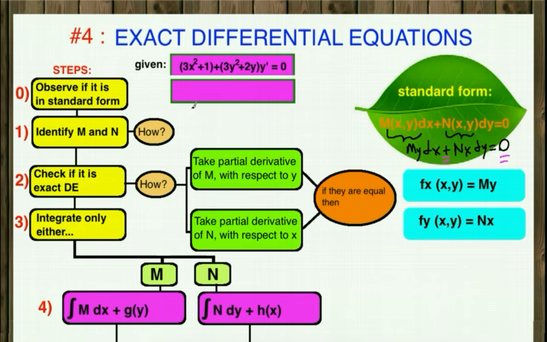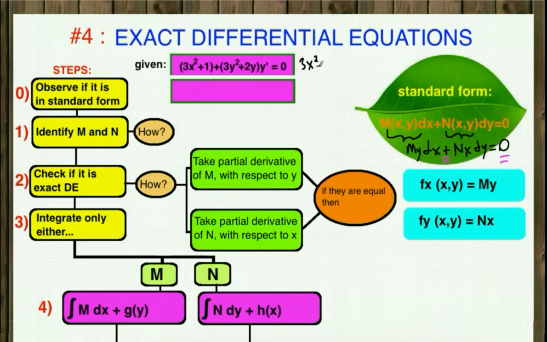Given (3x² + 1) + (3y² + 2y) y' = 0. Steps. Let's observe if it is in standard form. We see that this is not in standard form because this does not look like that. So let's put this in standard form. Let's rewrite everything and convert y prime into dy/dx.